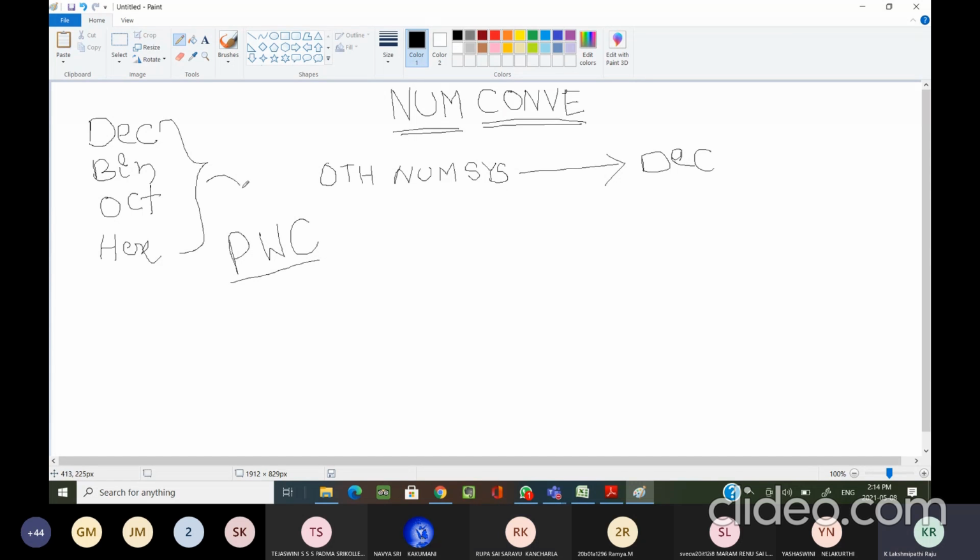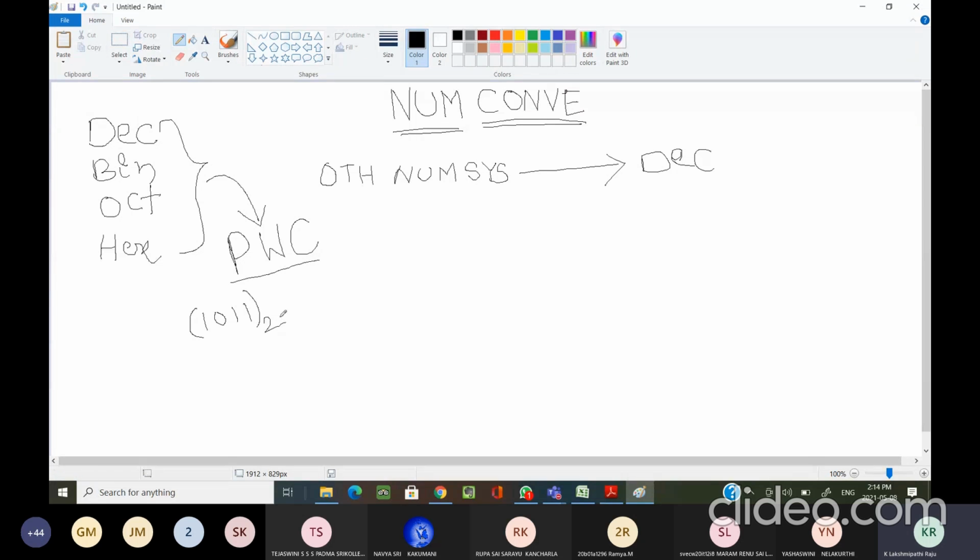Yes, sir. These four come under positional weighted codes. Now tell me, what do you mean by positional weighted codes? Please take one example and tell me. Suppose it is a binary number, I am considering 1011 of base 2.